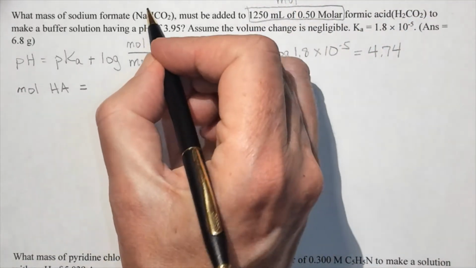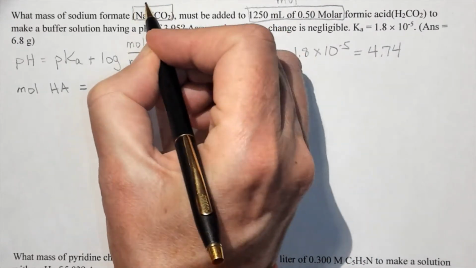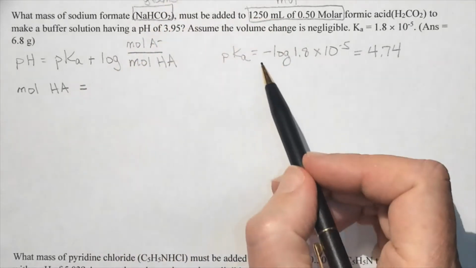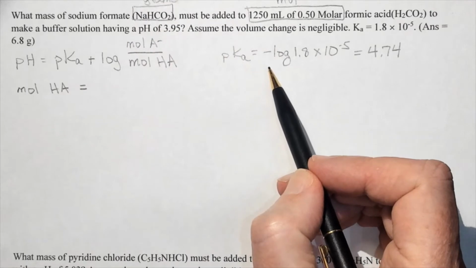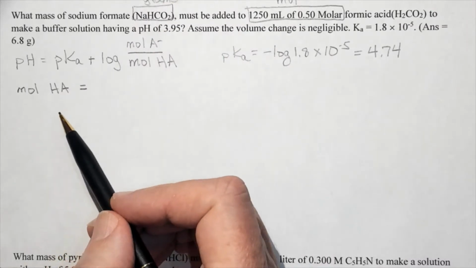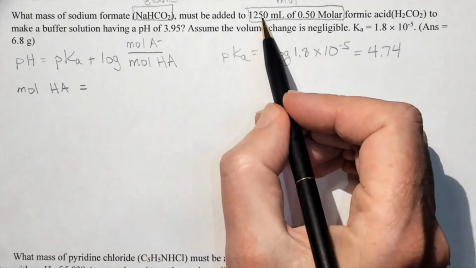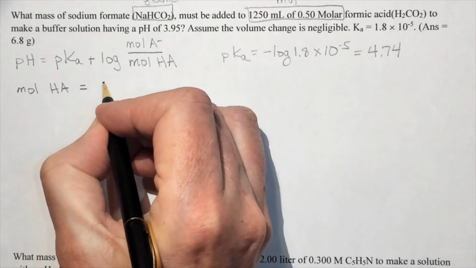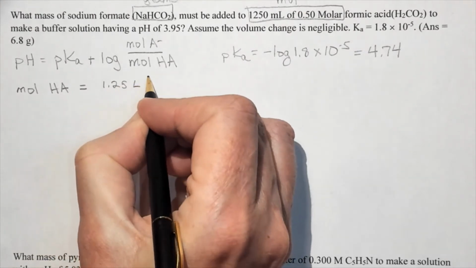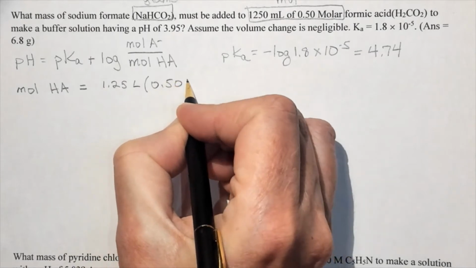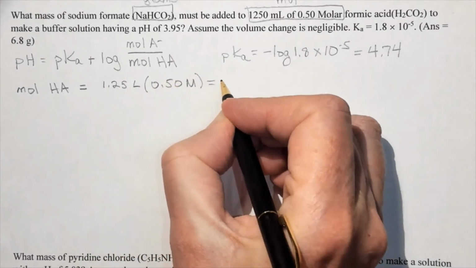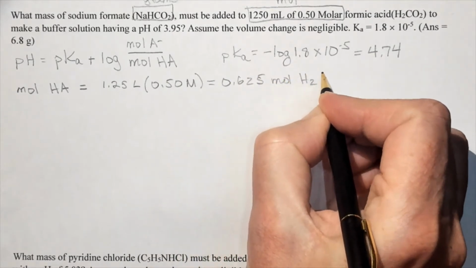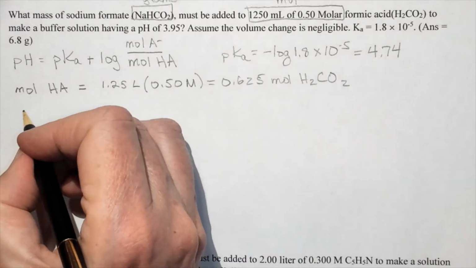And then for the mass, what we need to find is the grams of the sodium formate. I've already calculated the pKa value that you need, so now we need to find our moles of HA. So we're going to convert the 1250 mLs to liters. So moles of HA would be 1.25 liters times 0.50 molar, and that's going to be 0.625 moles of H2CO2.